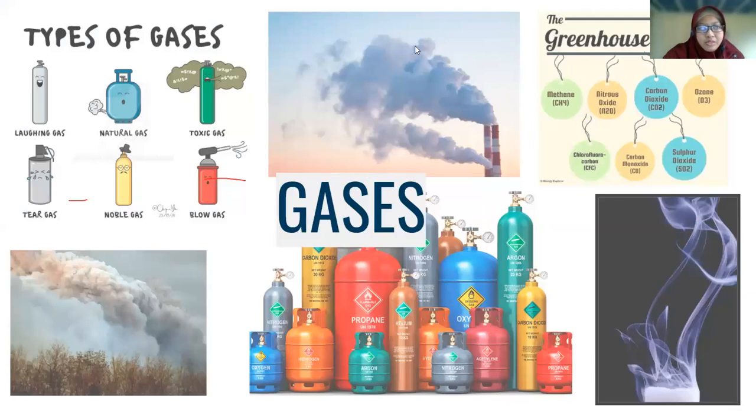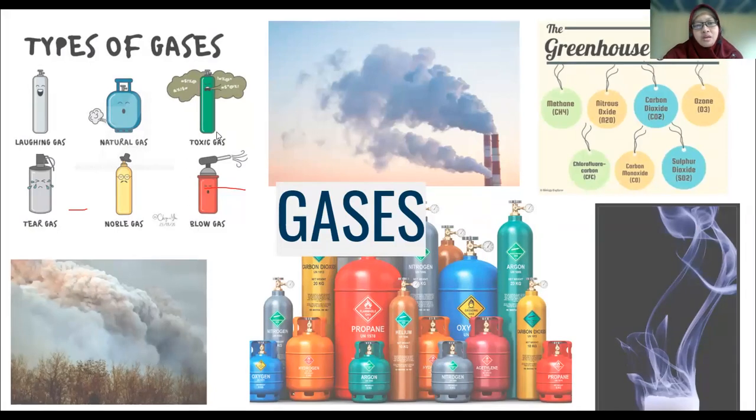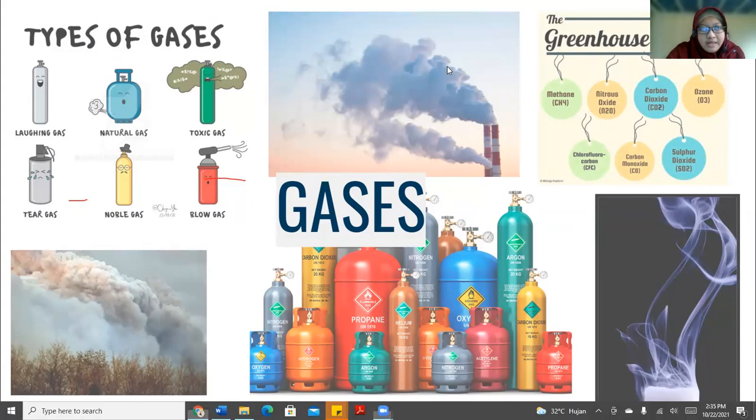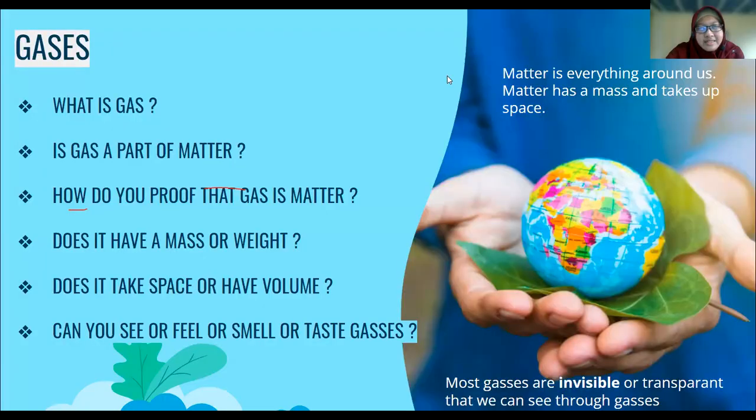So I put some pictures of gases here. There are many types of gases actually, not only oxygen, not only water vapor, not only air. Since we cannot see the gases, but yes, there are many types of gases. So what is gas? Gas is a part of matter. One of the states of matter is gas. And this gas has a mass and takes up space.